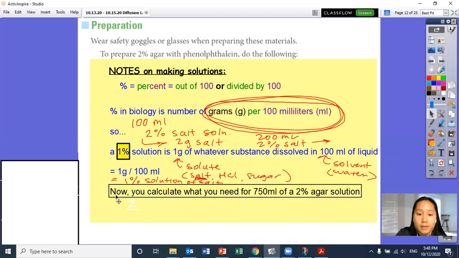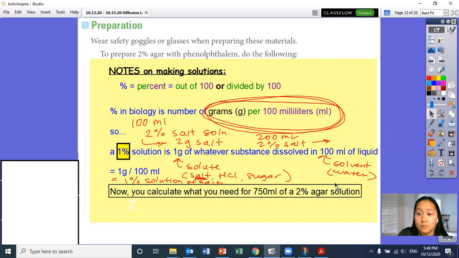Now, I want you to calculate what you need for a 750 milliliter amount of a 2% agar solution. So remember, 2% means that there are 2 grams of agar in 100 milliliters of water. But I want 750 milliliters. So on your paper in the assignment in the following document post, you're going to want to do this calculation for me. How do I get 750 mils of 2% agar solution? How much agar do I need?